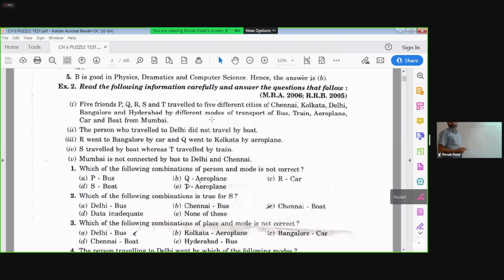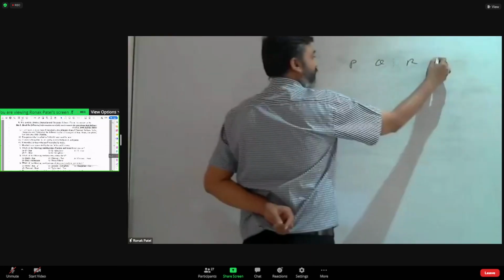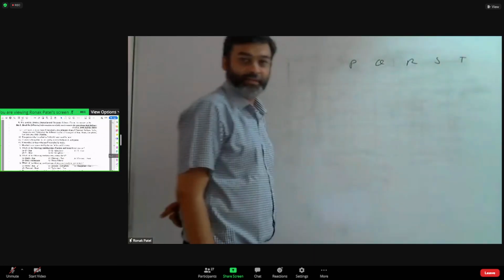If you look at the information, there are 5 trains, P, Q, R, S, T, right? 5 cities are there: Chennai, Kolkata, Delhi, Bangalore, and Hyderabad. And the modes of transport are bus, train, aeroplane, car, and boat from Mumbai. Everything starts from what? Mumbai. So when you start with this, we can say P, Q, R, S, and T.